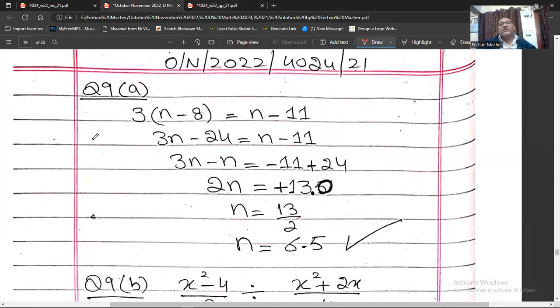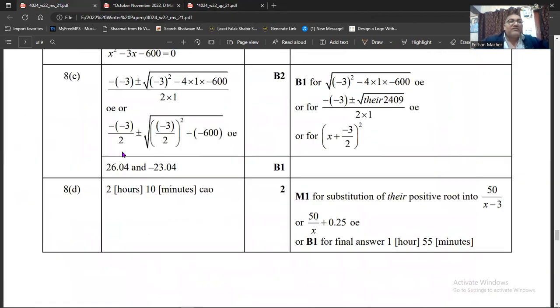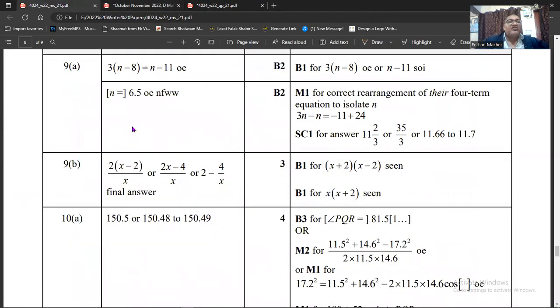Okay, so here we go. 3 bracket n minus 8 bracket close equals n minus 11. So that will be 3n minus 24 equals n minus 11. 3n minus n will be equal to minus 11 plus 24. 2n will be equal to 13, and n will be equal to 13 divided by 2. So n will be equal to 6.5. So the value of n will be 6.5.